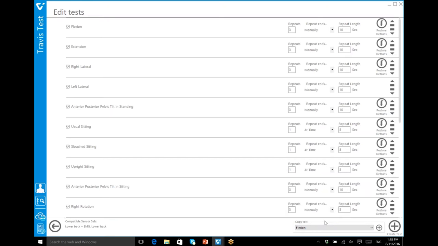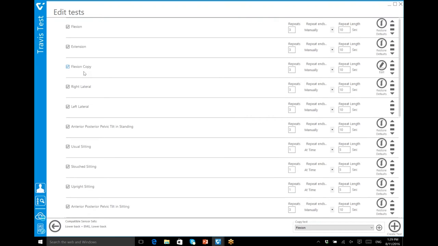That's a great one. So I've just selected flexion there, and then if I click on the little plus icon that's right next to that, a new flexion test will get added into our protocol. So let me just find where that's gone. I'll just scroll down the screen a little bit. There we go, it is flexion copy, so that's appeared here.